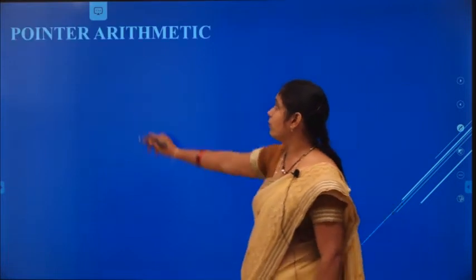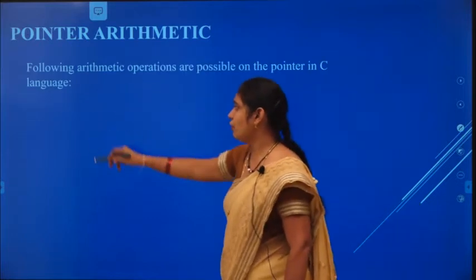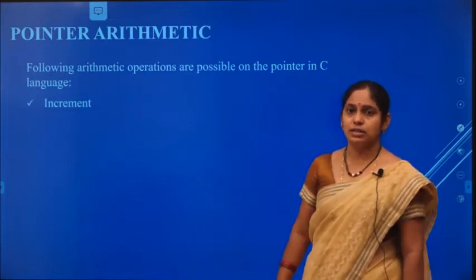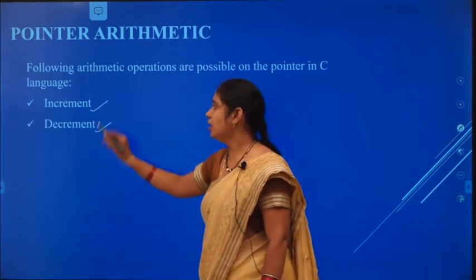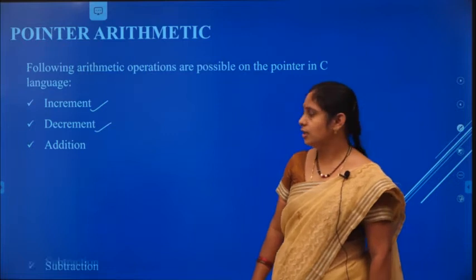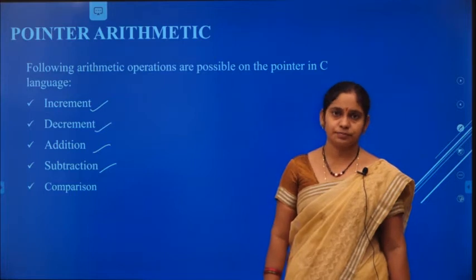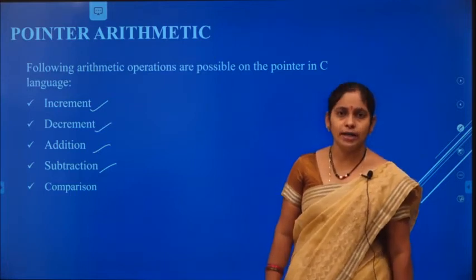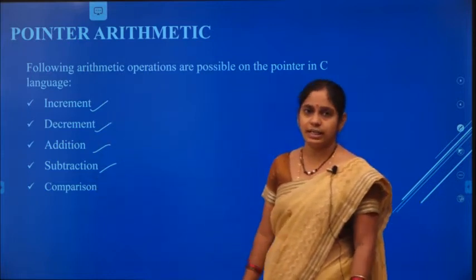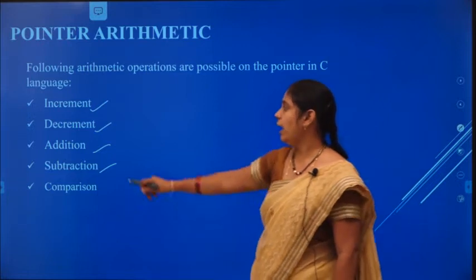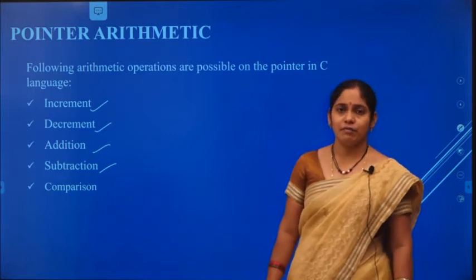Now see one by one. In pointer arithmetic, these are the operations we will perform: increment, decrement, addition, subtraction and comparison. Usually on pointers, meaning on addresses, we perform these operations. Now let us look at them one by one.